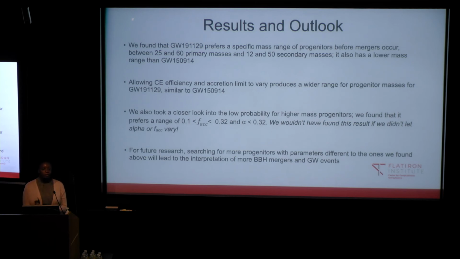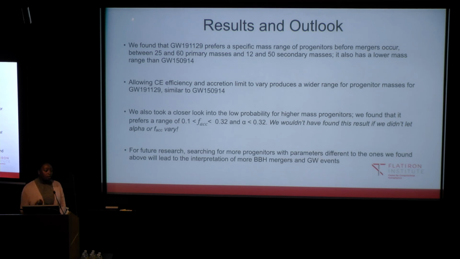So overall, what did we find? First, we found that GW191129 prefers a specific mass range of progenitor masses before mergers occur, between 25 and 60 for primary masses and 12 and 50 for secondary masses. We also determined that it has a much lower mass range than GW150914. We also found that when we allow our common envelope efficiency and our accretion limit, alpha and FAC, to vary, it produces a wider range of progenitor masses for GW191129. This is much more similar to GW150914, thus verifying that our method is in fact working.